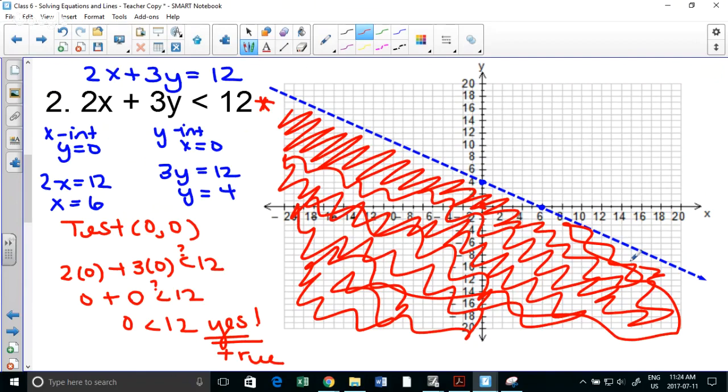So the shading comes from the test point. If it's true, we shade over the test point. If it's false, we shade away from the test point. Is this a bit more clear to the 2 people who asked me how to shade?